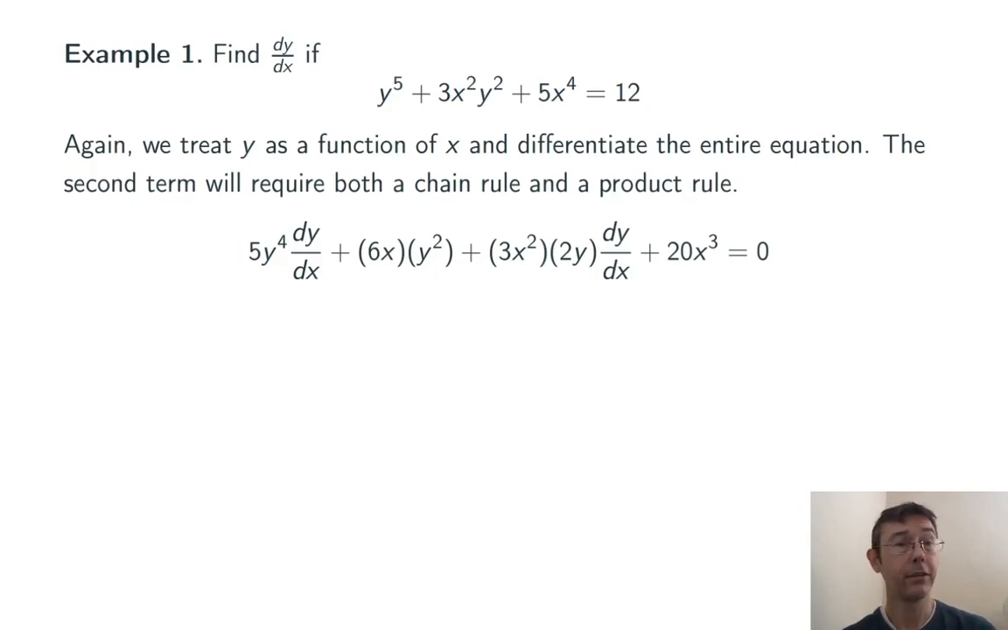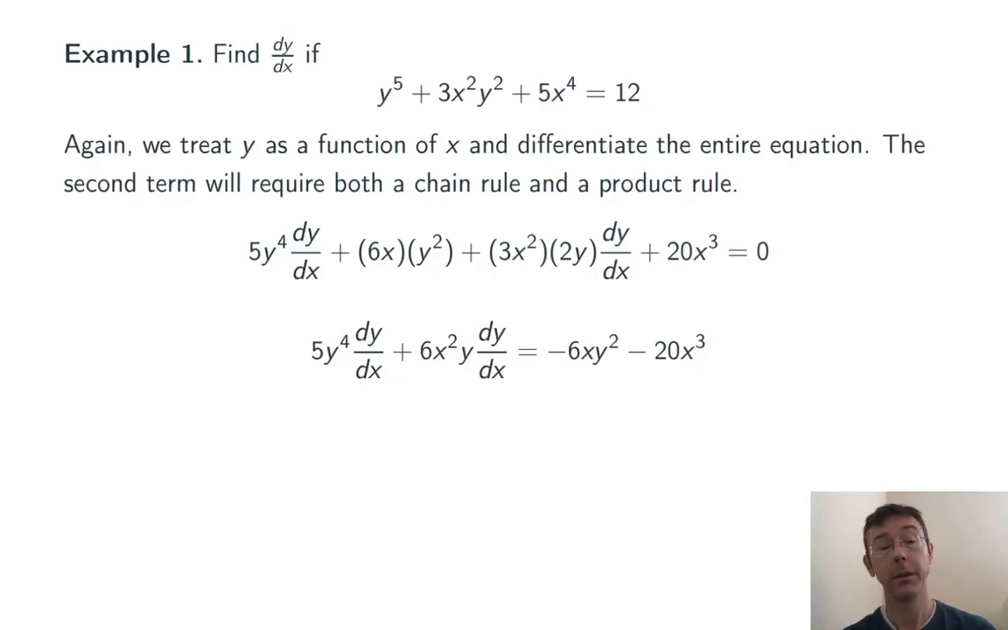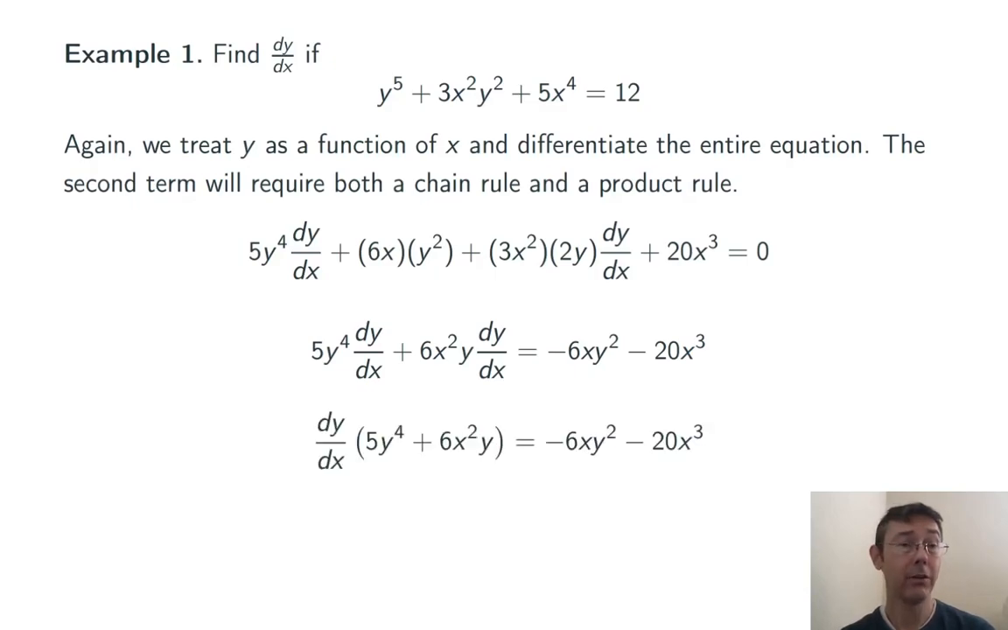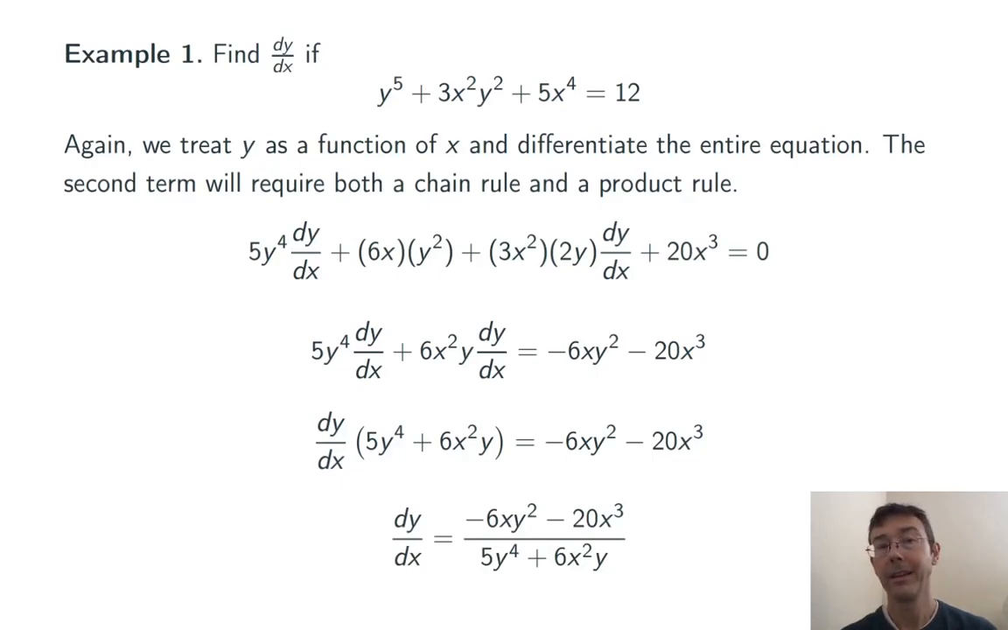Now we want to solve this for dy/dx. So I'm going to move everything without a dy/dx off to the other side, keeping everything with a dy/dx alone there on the left. Next, I factor out dy/dx from the left-hand side. So the left-hand side is dy/dx times (5y to the 4th plus 6x squared y). And then I divide by that quantity in parentheses to get a formula for dy/dx. Overall, negative 6xy squared minus 20x cubed, over 5y to the 4th plus 6x squared y.